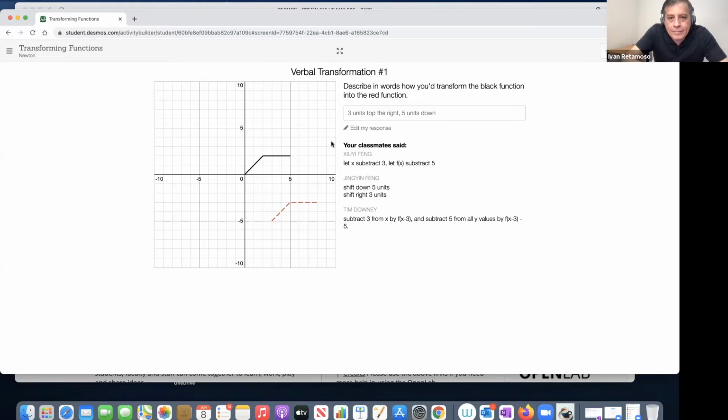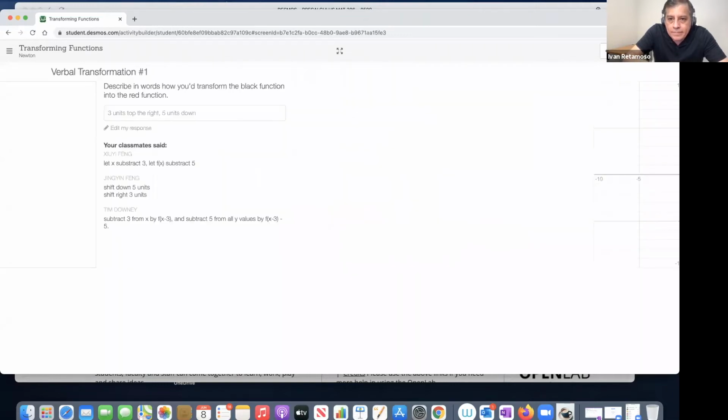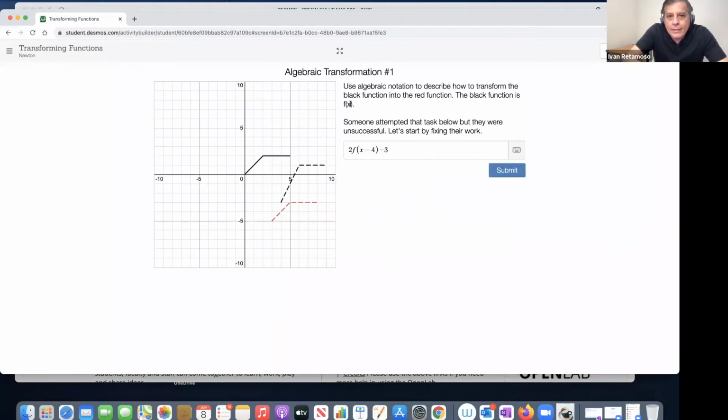After answering that part, next challenge is describing in words how you would transform the black function into the red function we did, right? So let's go to the next challenge. Use algebraic notation to describe how to transform the black function into the red function. The black function is f of x. This is the graph of f of x. It says someone attempted that task below, but they were unsuccessful. Let's start by fixing their work, right?